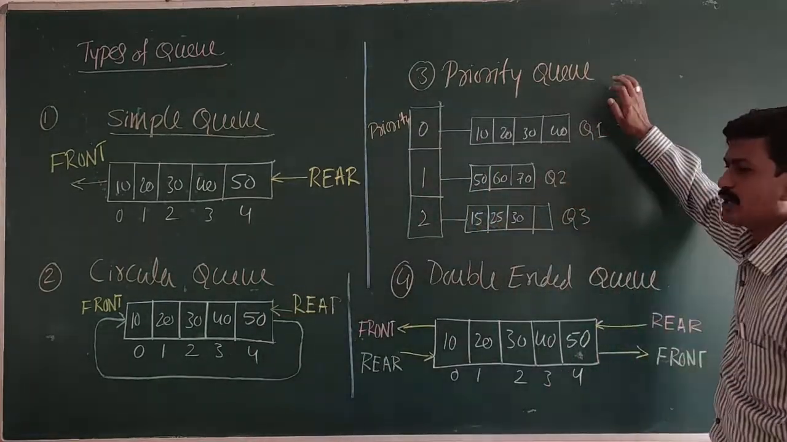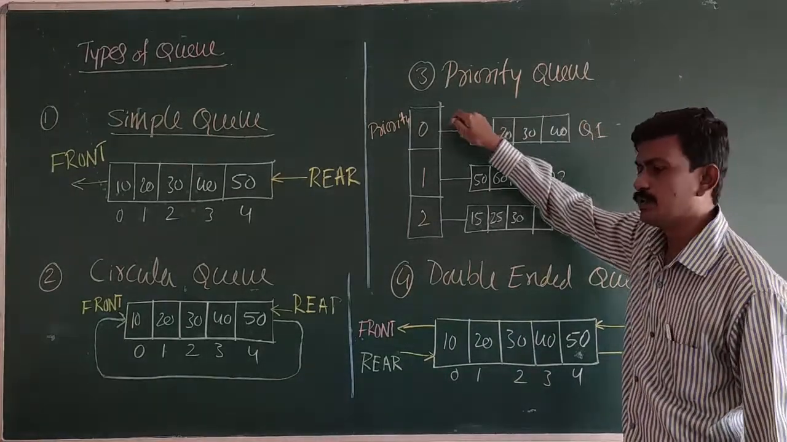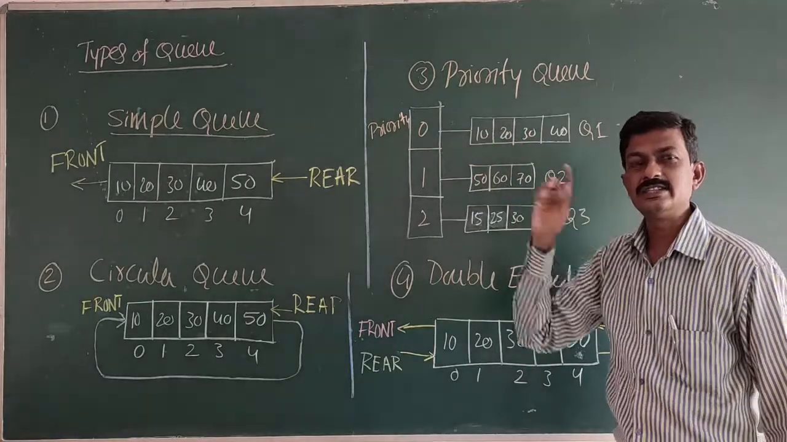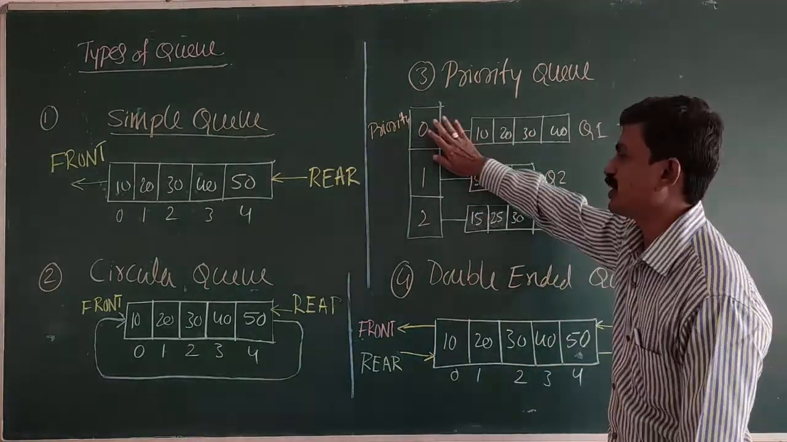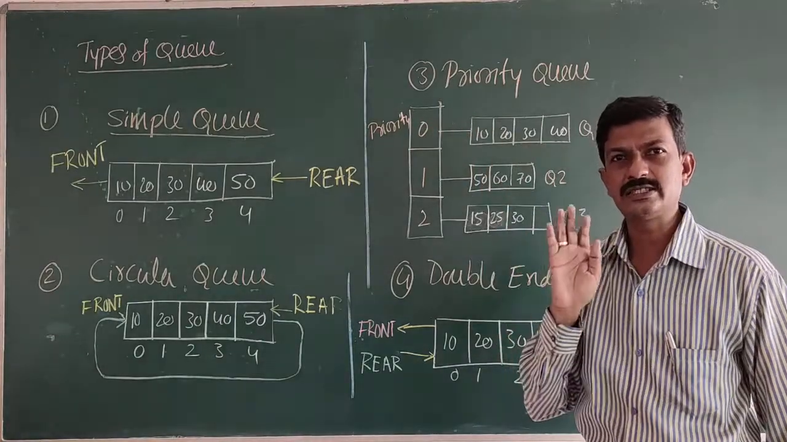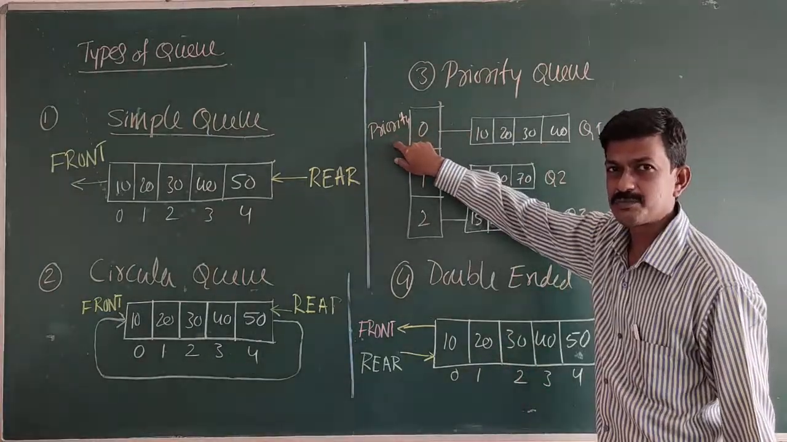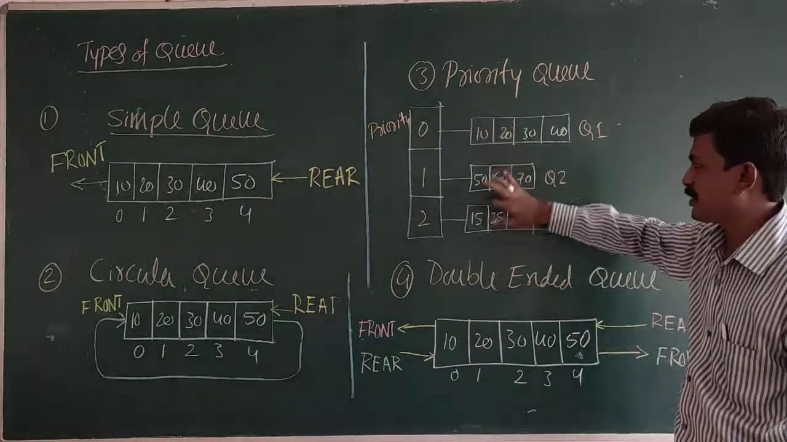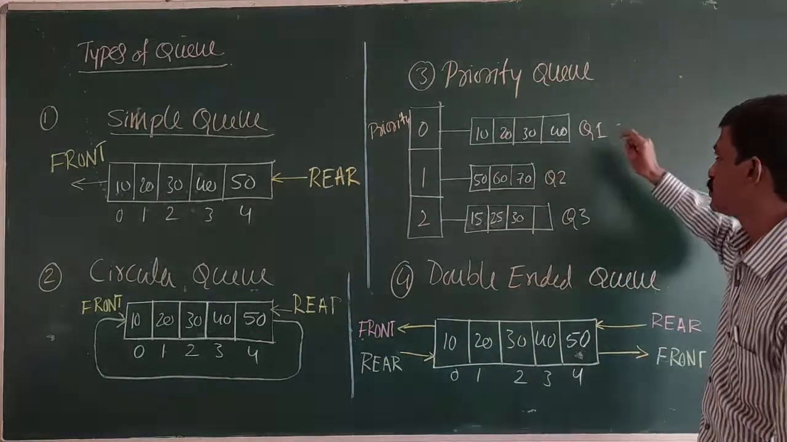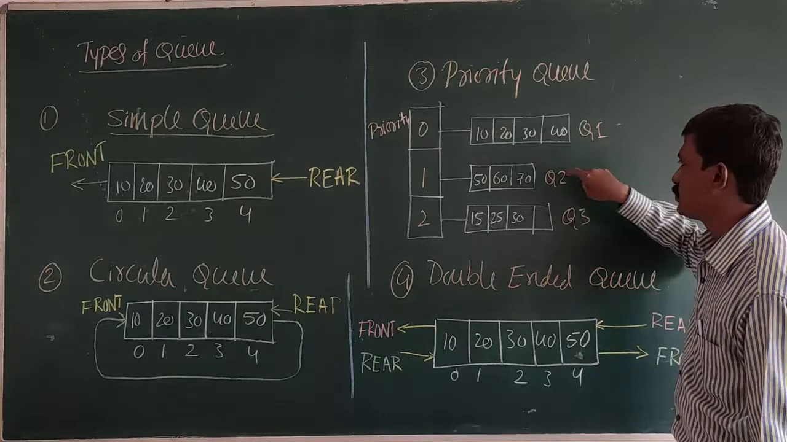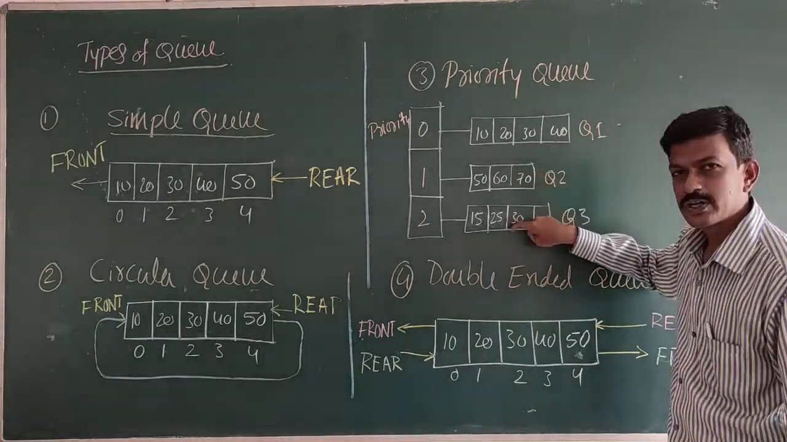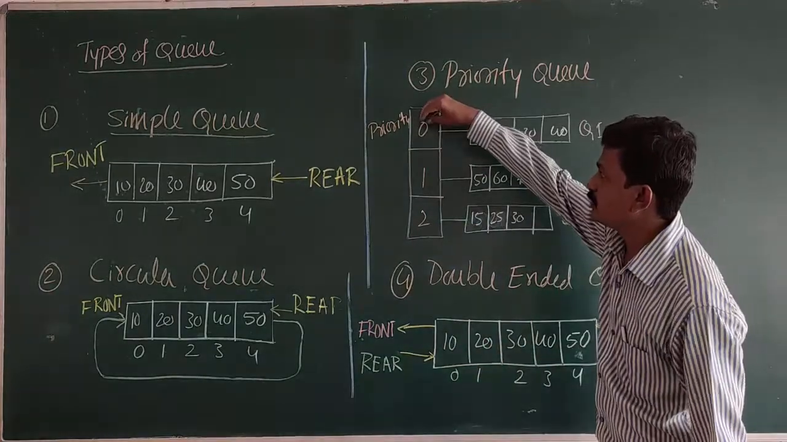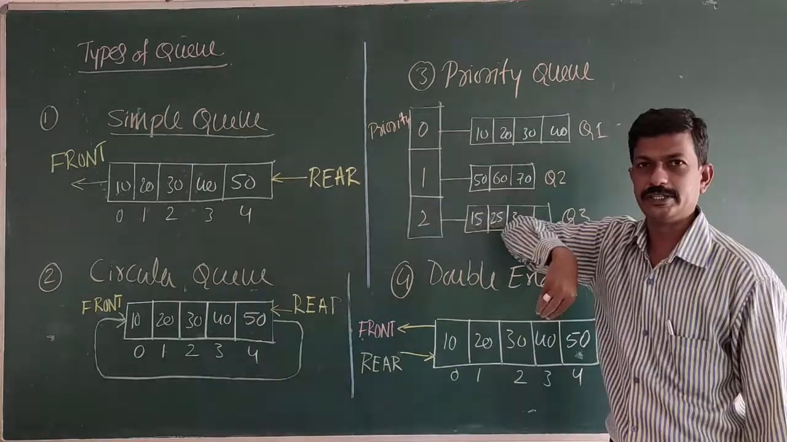The next one is the priority queue. A priority queue is a queue in which all the queues are assigned some preset priority value. Based on this preset priority value, we perform operations on this queue. See this one: in this priority queue, I have three different queues, Q1, Q2, Q3, and all three are assigned certain preset priority values. These are 0th priority, first priority, second priority.